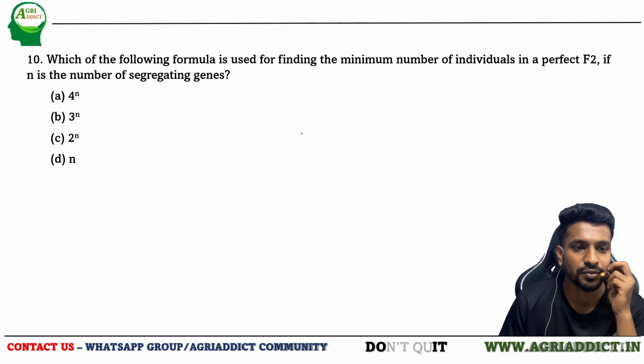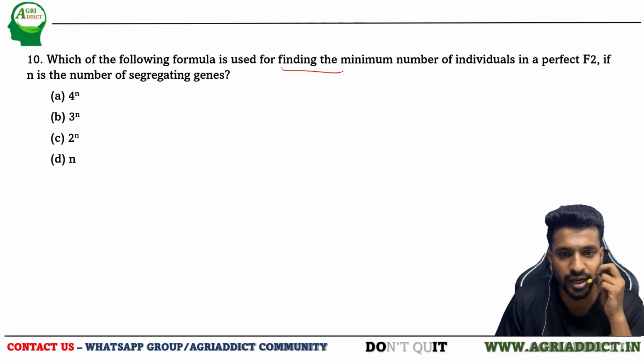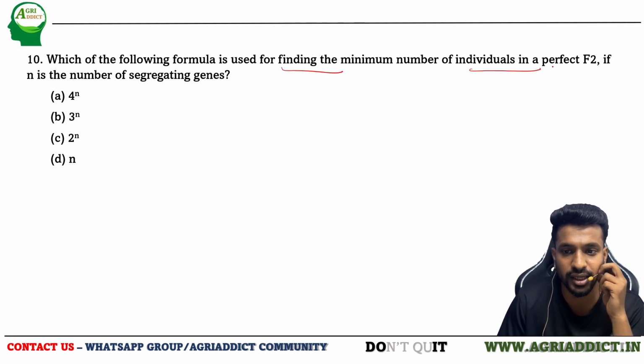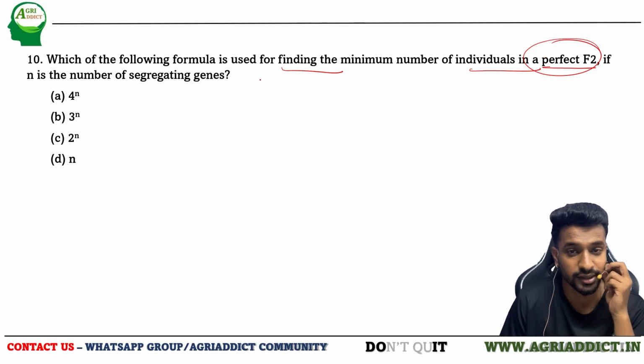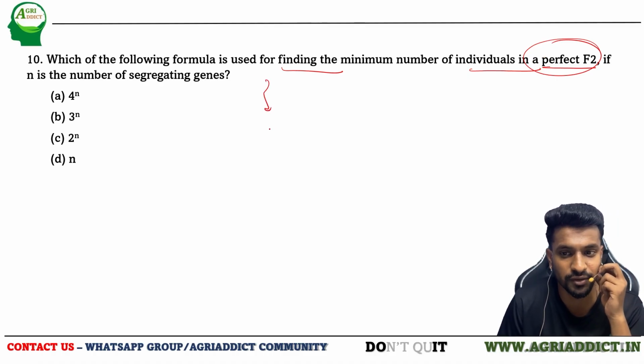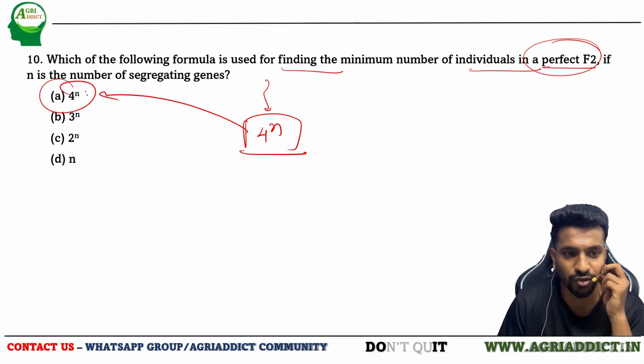Next, which of the following formulas is used for finding out the minimum number of individuals in a perfect F2 if n is the number of segregating generation? As I told you previously, if they are asking for the perfect F2 population which contains all possible cross combinations, it is 4 power n. Remember this, it is 4 power n.